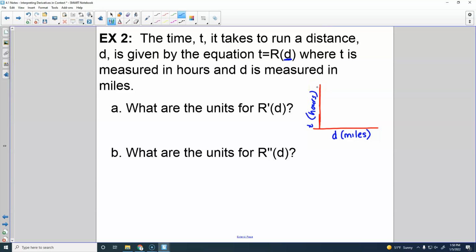All right, so the units for R prime of D is changing Y over changing X. So it's hours per mile. It's the number of hours it takes you to go a mile. Yeah, so like if you're talking about the speed that you can run, it'd be less than 1. But if we're talking about how many hours it would take for a turtle to go a mile, that might take several hours.